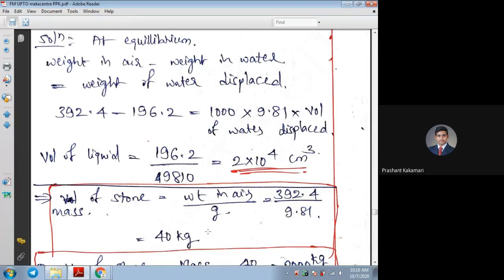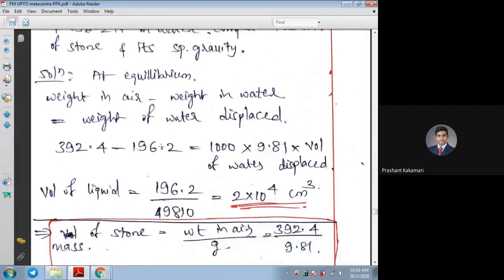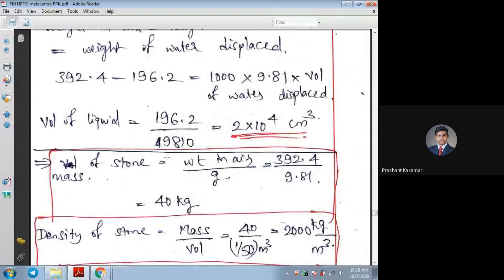And once this mass is known, then we can go for finding the density. So density is kg per meter cube. So take the ratio of those values, mass per unit volume. Mass is 40 kgs. Volume, you can convert this into meter cubes because we need the answer in kg per meter cube. So per meter cube, how much is the density that you can find out for the stone.